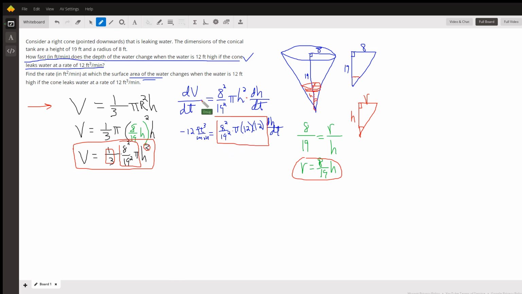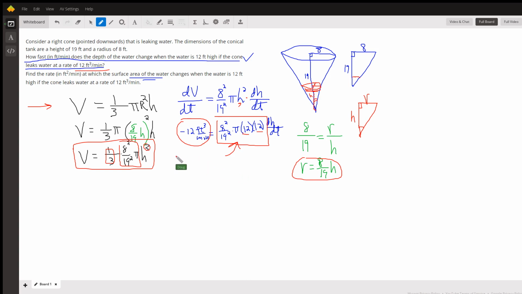Now we can substitute what we know. We're supposed to find dh/dt when we know that the water is leaking at 12 cubic feet per minute. So dV/dt, the volume is going down, it's leaking, so it's minus 12 cubic feet per minute. And the height of the water is 12, so I'm putting 12 in for this H. So what we want to do is divide this number right here, negative 12, by that right there.